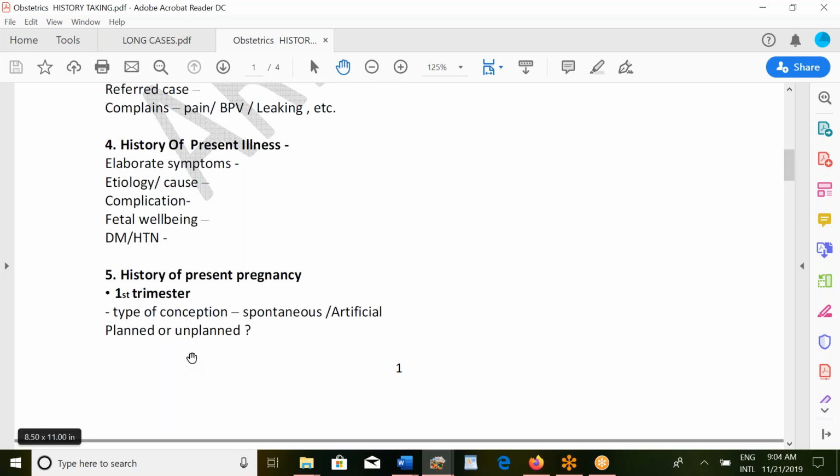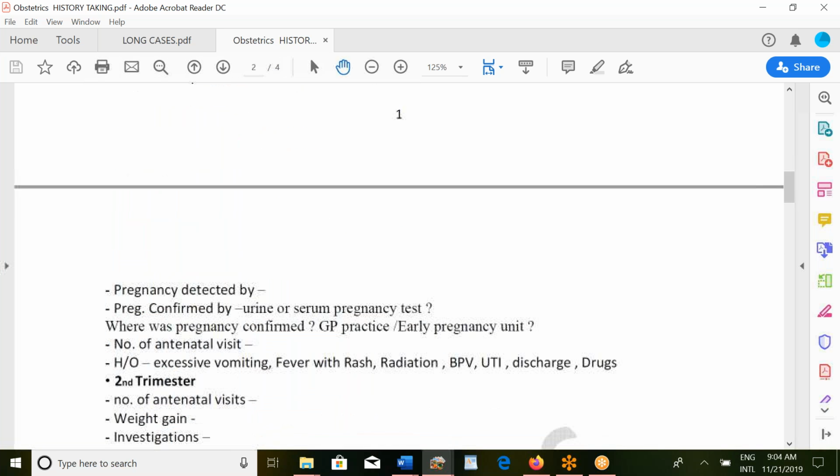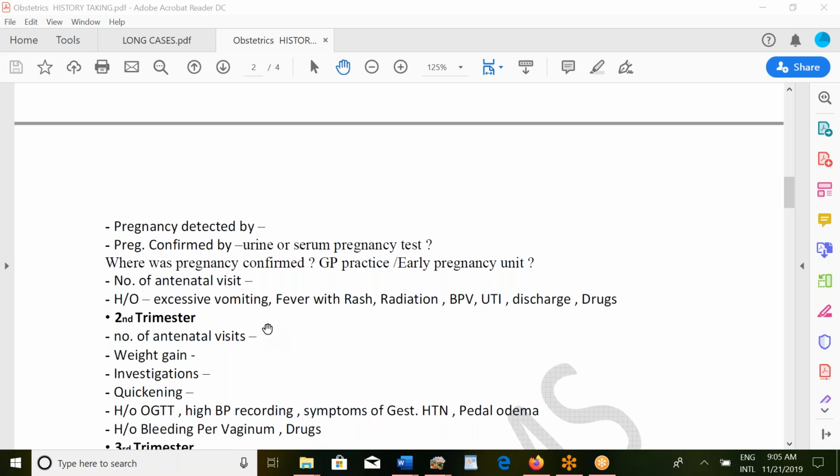Then history of the present pregnancy. If she's in the first trimester: type of conception, spontaneous, artificial, planned, unplanned, how was pregnancy detected, how was pregnancy confirmed, urine or serum pregnancy test, and where was pregnancy confirmed. So where can we confirm pregnancy, like in the GP practice or the early pregnancy unit, and how many times has she been?